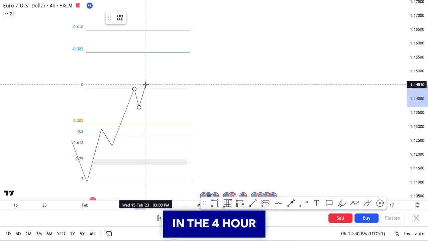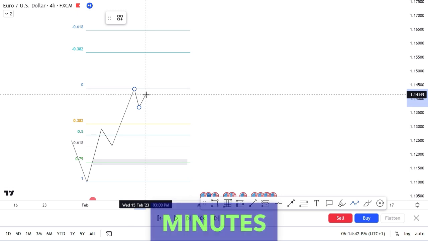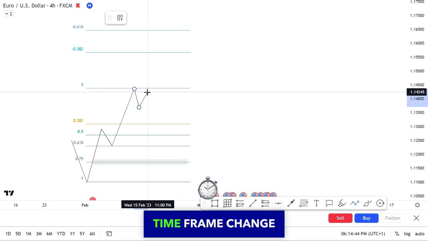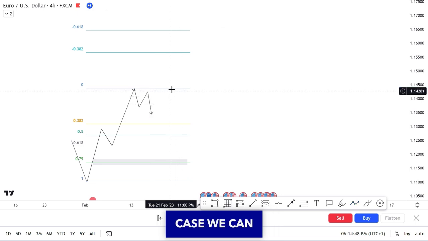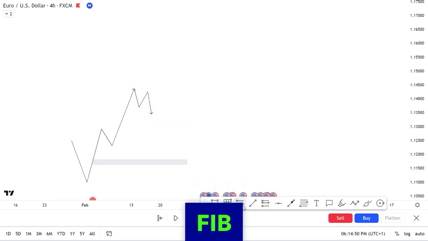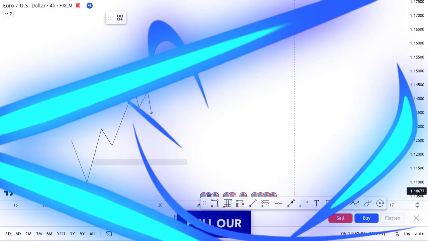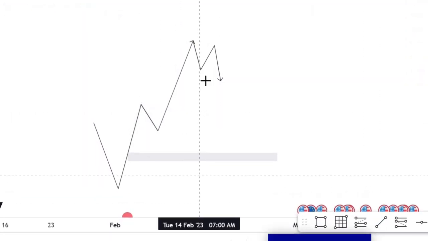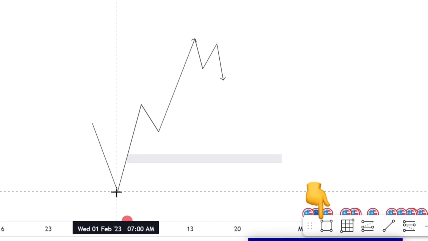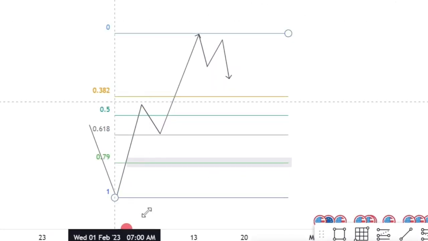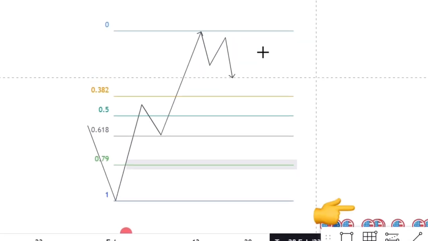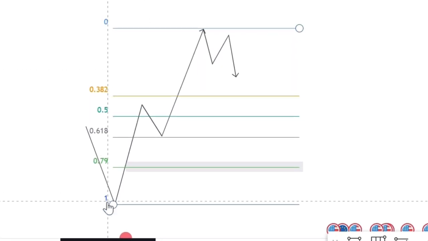So if you are in the 4 hour, you want to see a 15-minute time frame change of character. All right, you want to see something like this. So in this case, we can boldly draw our fib. If price is bullish, you pull your fib from down to top like this. If it's bearish, you do it opposite. All right, so this is exactly what we have right now.